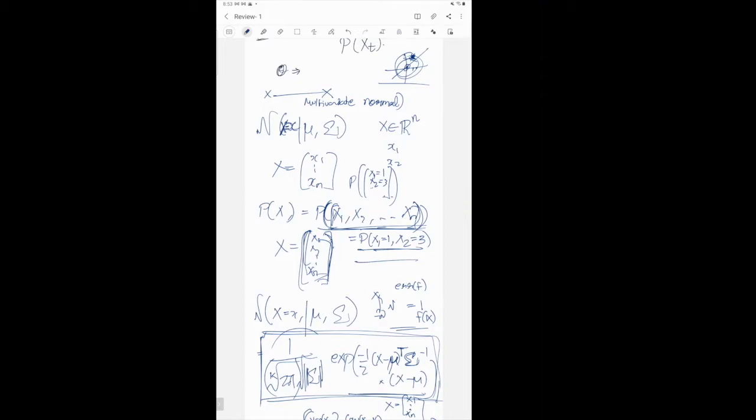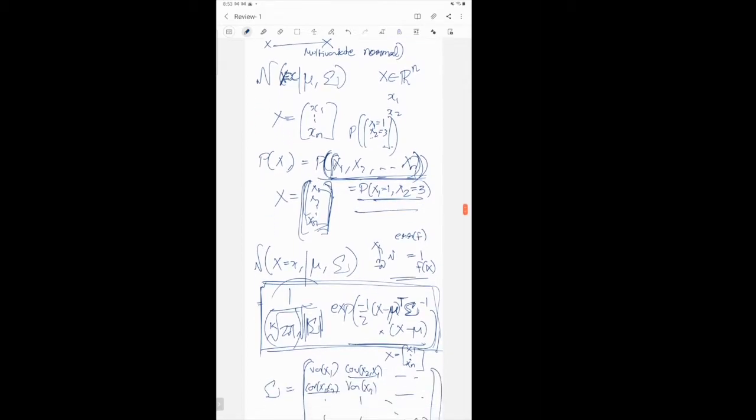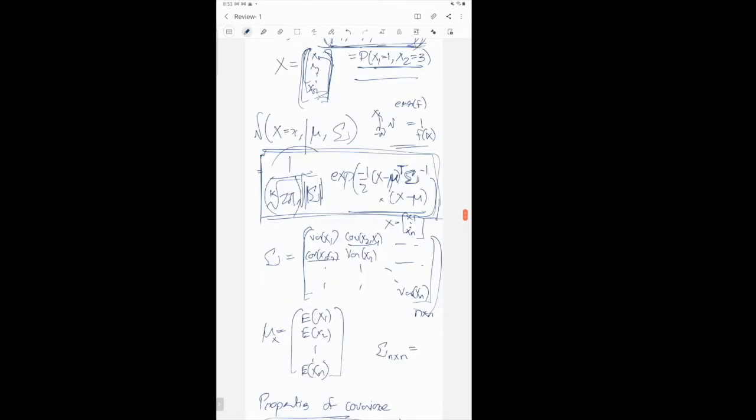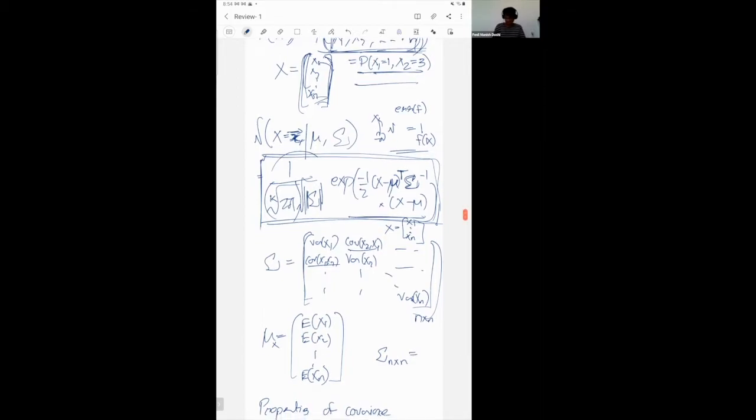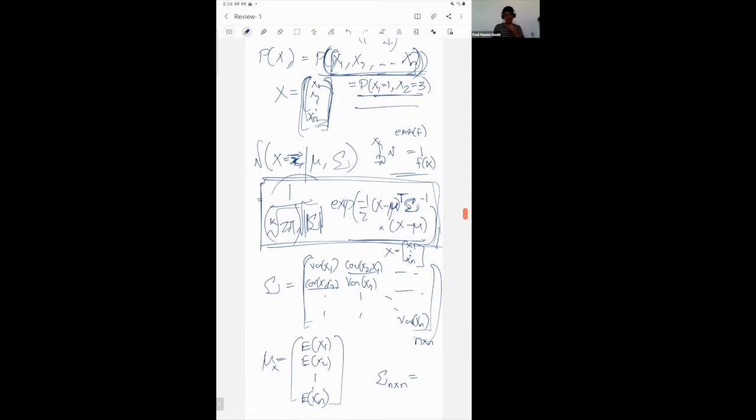And so, going below, when we write normal distribution of X equal to x, so that realization capital X is equal to small x, that small x is a vector of random variables, right? Yeah, a vector. Okay, cool. Nice, thank you.